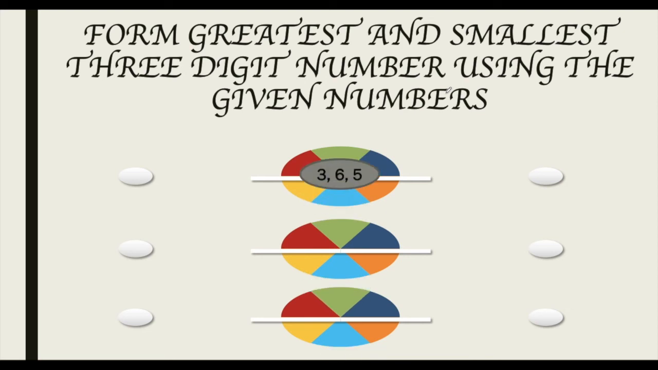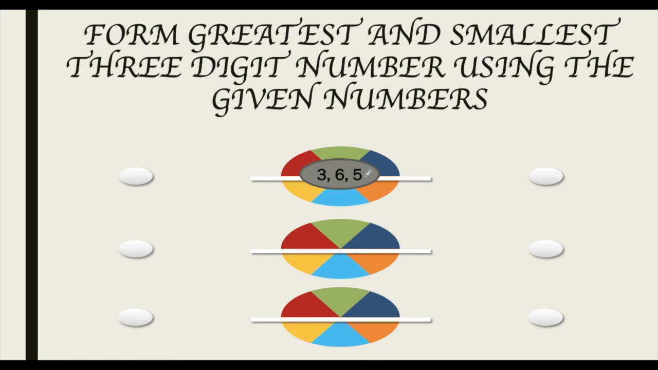So at first we have 3, 6, 5. So 3 is a separate number, 6 is a separate number and 5 is a separate number. So by having this 3, 6 and 5, you have to arrange them and make one smallest number and form another one as the greatest number by using only these 3, 6 and 5.